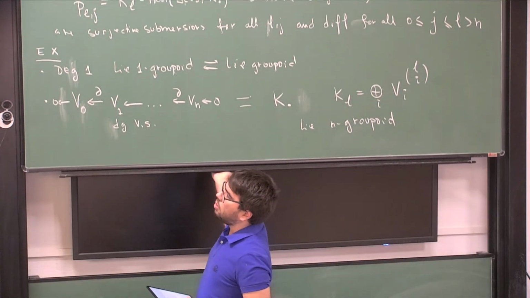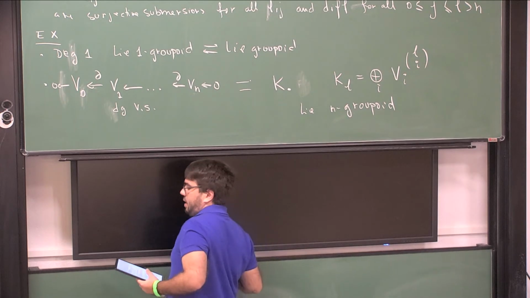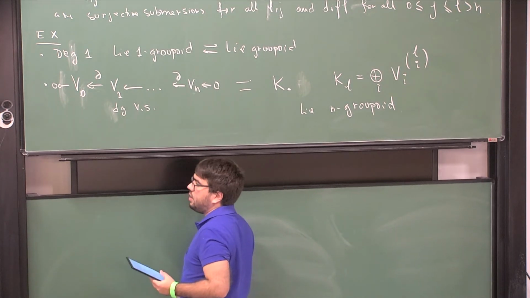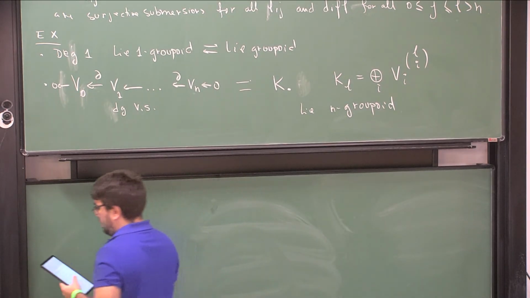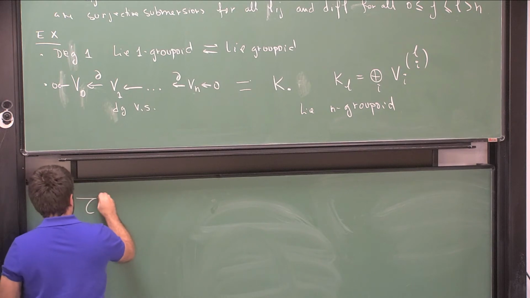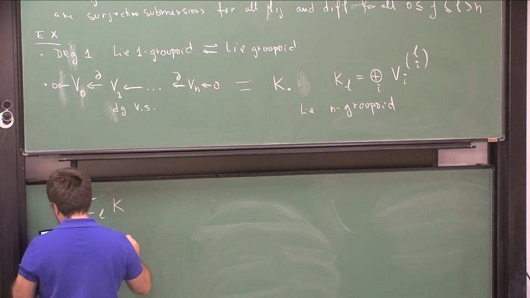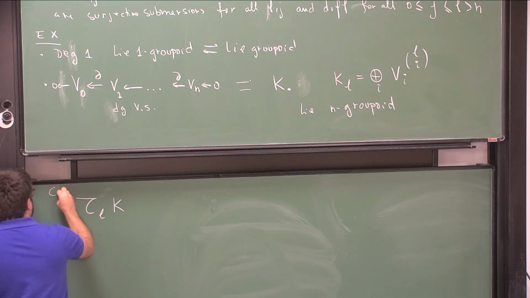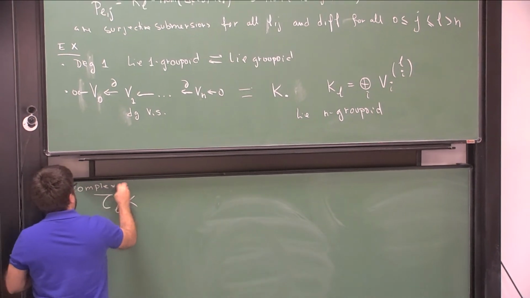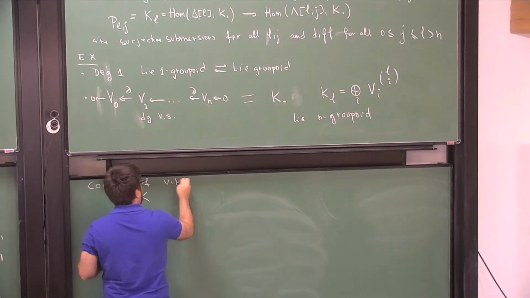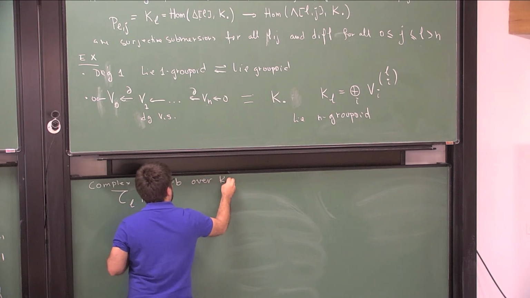And in order to go to n-shifted symplectic things, what I need to define is the tangent complex of this object. So the tangent complex is just a complex of vector bundles over K_0.